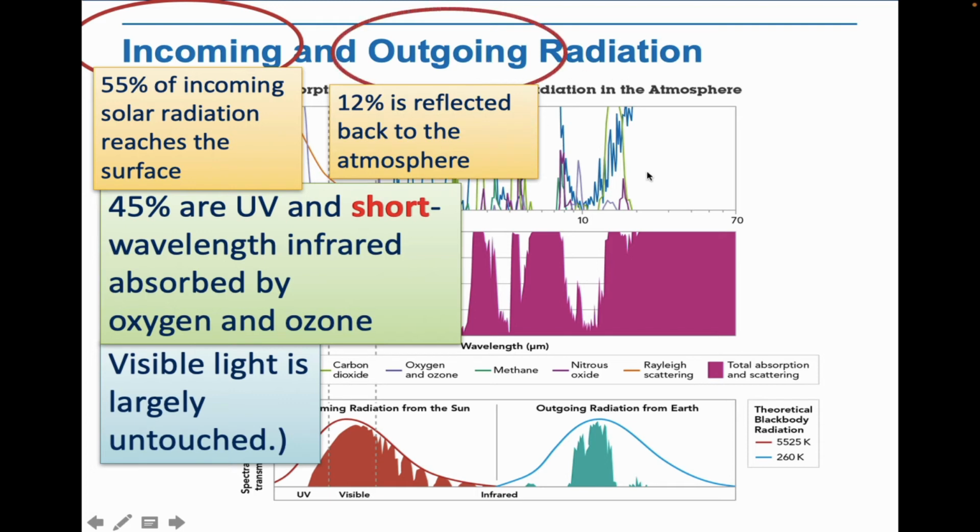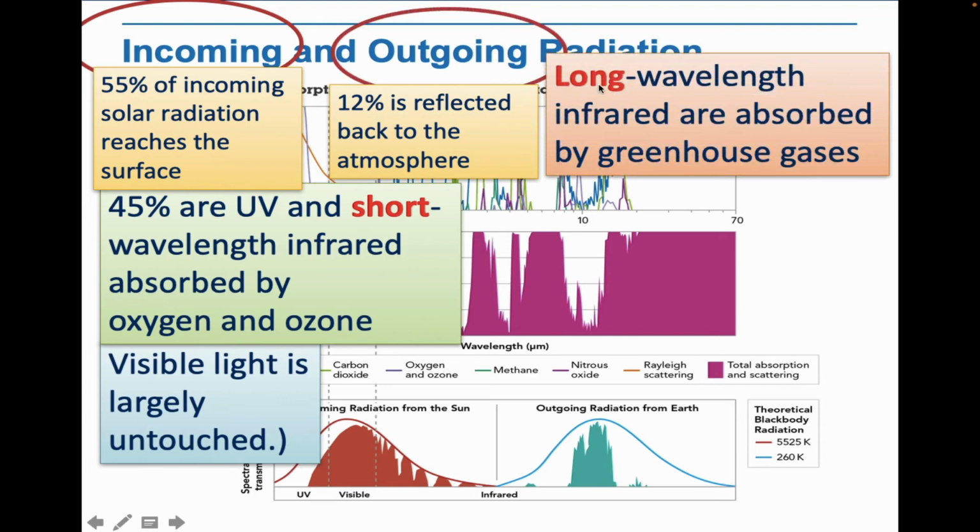The outgoing radiations are long wavelength infrared, absorbed by the greenhouse gases. So incoming are short wavelength and visible. The one that's going out is infrared, and that's what is being absorbed by the greenhouse gases.